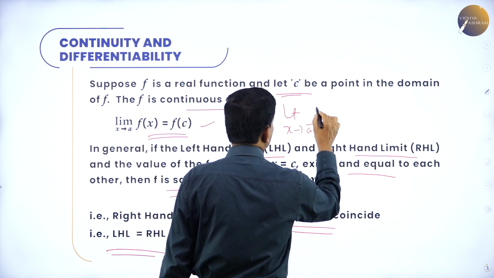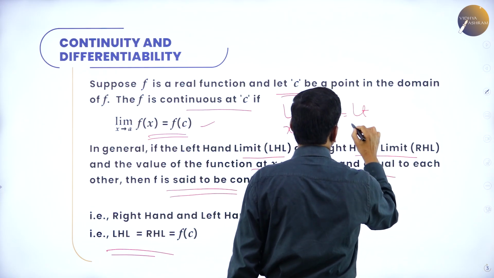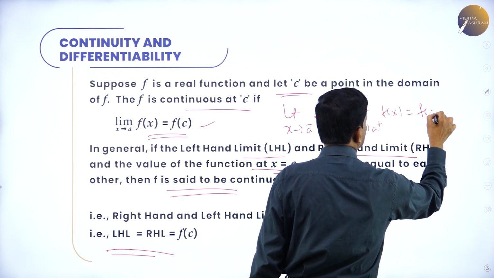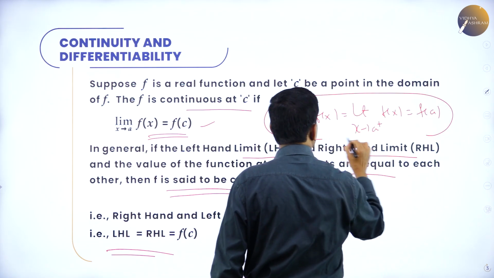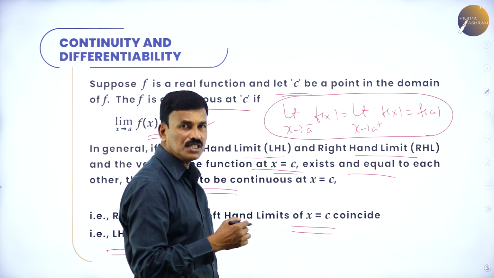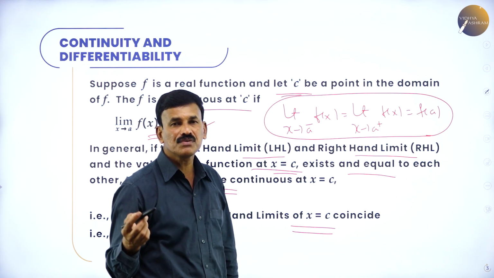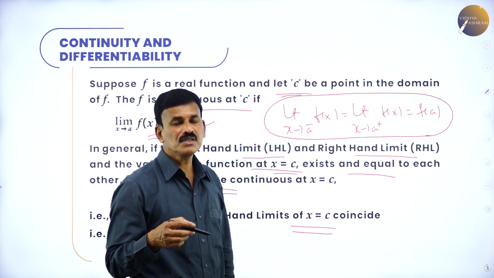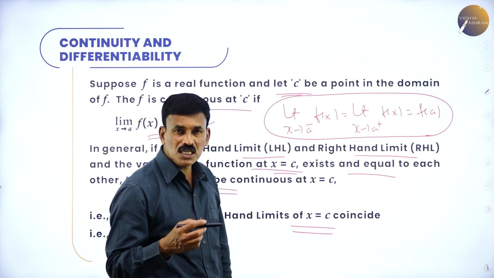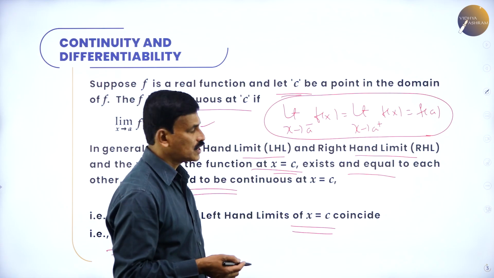Limit as x tends to a minus of f of x is called the left hand limit, and limit as x tends to a plus of f of x is called the right hand limit. If the left hand limit is equal to the right hand limit is equal to the functional value, that is, limit x tends to a minus f of x equals limit x tends to a plus f of x equals f of a, then the function f of x is said to be continuous at x is equal to a. If it is not equal, then the function is said to be discontinuous, not continuous, right?